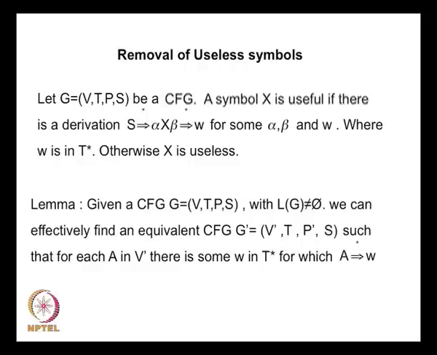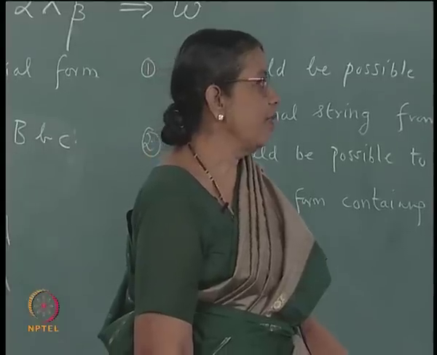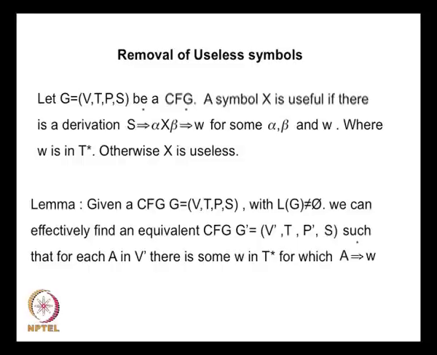Given a context free grammar G = (V, T, P, S), V is the set of non-terminals, T is the set of terminals, P is the set of production rules, S is the start symbol, with L(G) not equal to empty, we will assume that the language generated is not empty. This is without loss of generality, we can assume that. We can effectively find an equivalent context free grammar G' = (V', T, P', S), such that for every A in V' there is some w in T* for which A derives w.